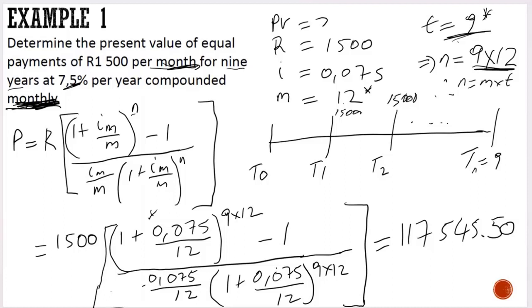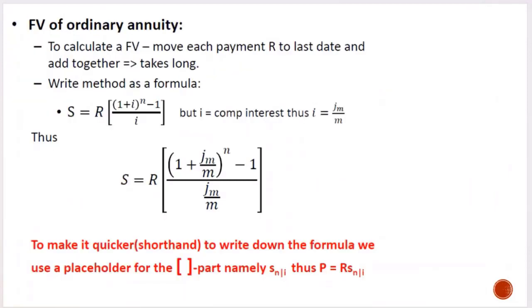Okay, so let us look at another example. Let us look at the future value of an ordinary annuity. The future value is when you move each payment R to the last date and add together. So you make payments until the last date, and then you want to get the future value of those payments. Now you've got a formula.